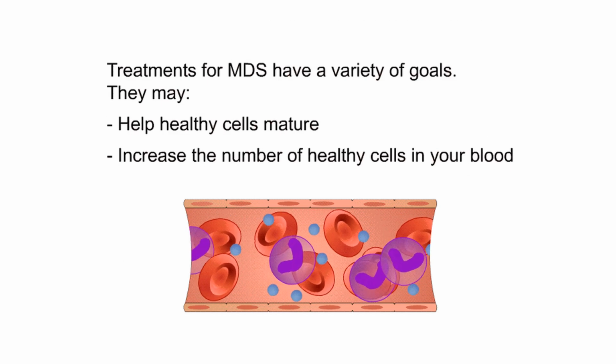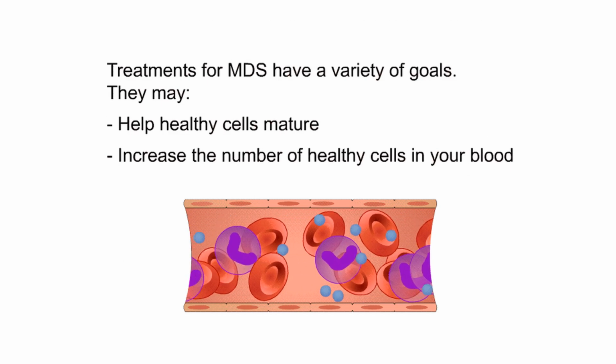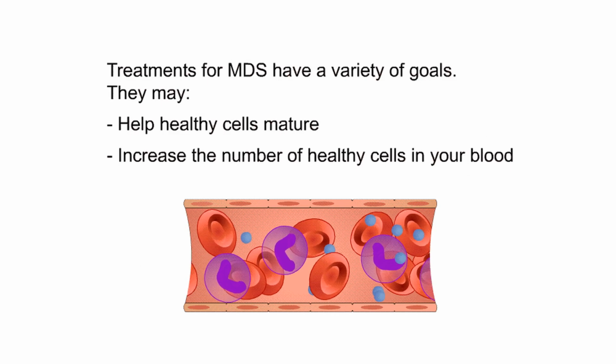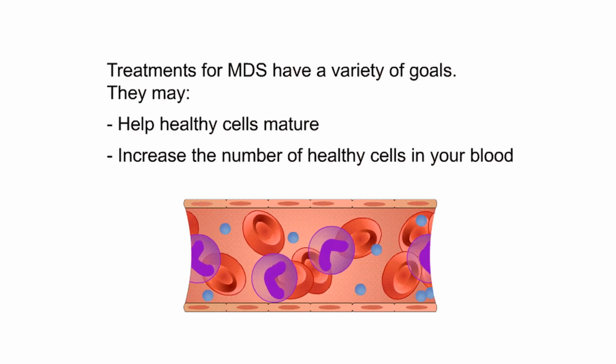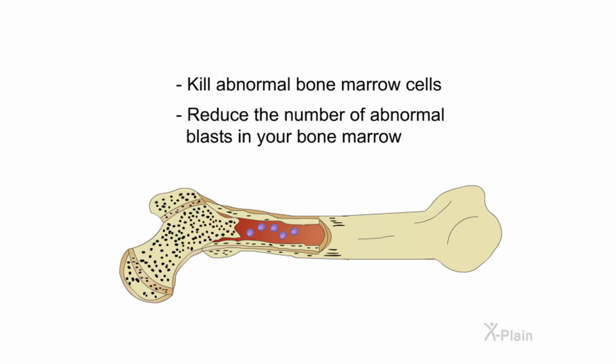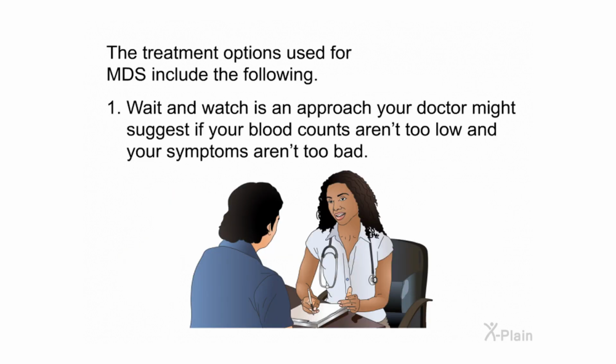Treatments for MDS have a variety of goals. They may help healthy cells mature, increase the number of healthy cells in your blood, kill abnormal bone marrow cells, reduce the number of abnormal blasts in your bone marrow. The treatment options used for MDS include the following. 1. Wait and watch is an approach your doctor might suggest if your blood counts aren't too low and your symptoms aren't too bad.